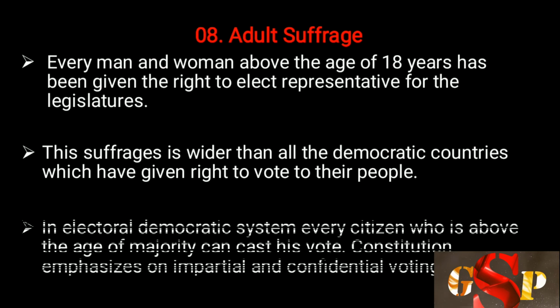In an electoral democratic system, every citizen above the age of majority can cast his vote. The Constitution emphasizes an impartial and confidential voting system. As we know, we are in a democracy, and every person has the most valuable right, which is called the right to vote.